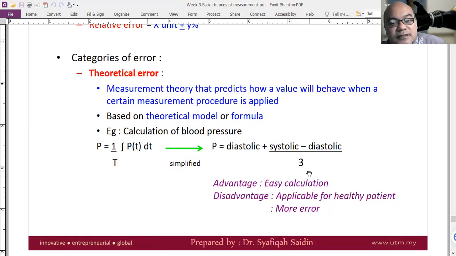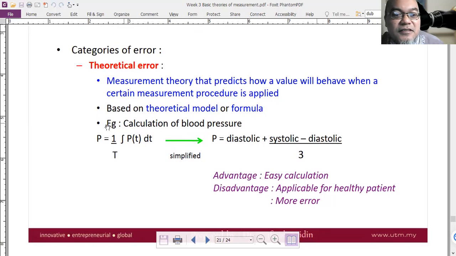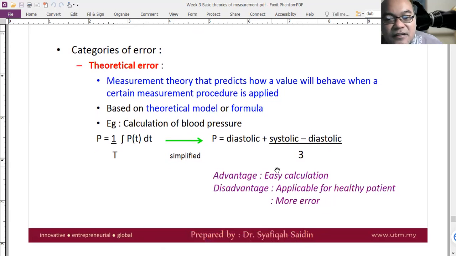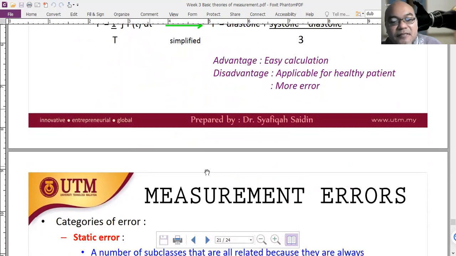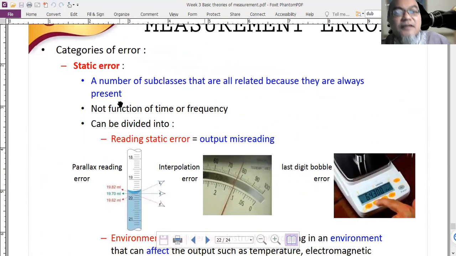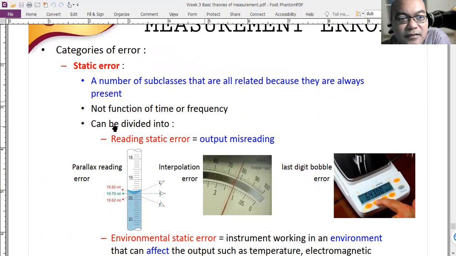Of course, this is an easy calculation. The actual one should be using this. However, for simplicity, since we only measure systolic and diastolic, if we use non-invasive measurement, then the disadvantage is we have more error, because this is now simplified into this formula. Of course, it is easier to calculate the average blood pressure, but it is not from theory, it is not the same as this, which is calculated from the integral.